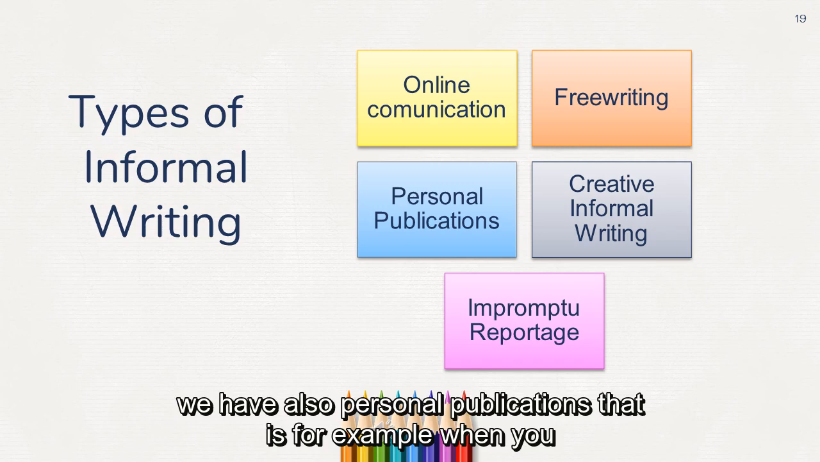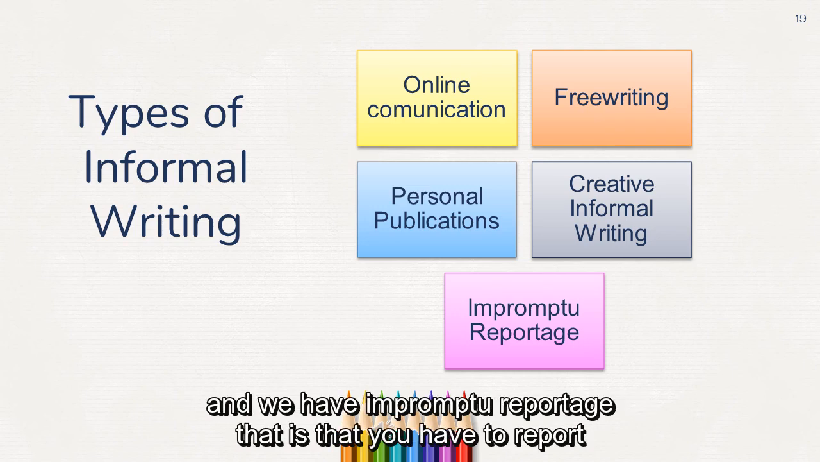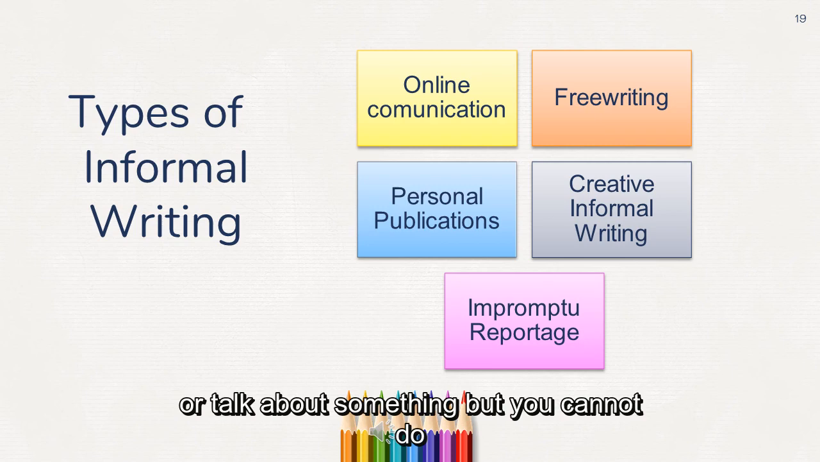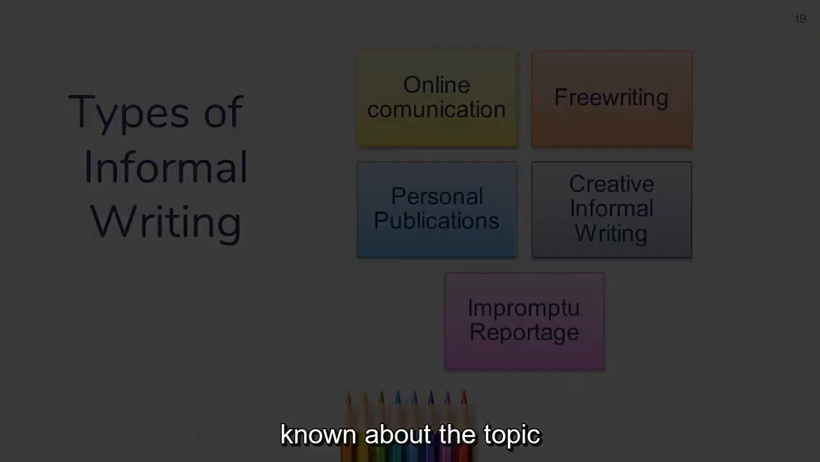We have also personal publications, that is, for example, when you make a post on Facebook about anything you want. And we have impromptu reportage, that is that you have to report or talk about something, but you cannot do any research, so you make it from what you already know about the topic.